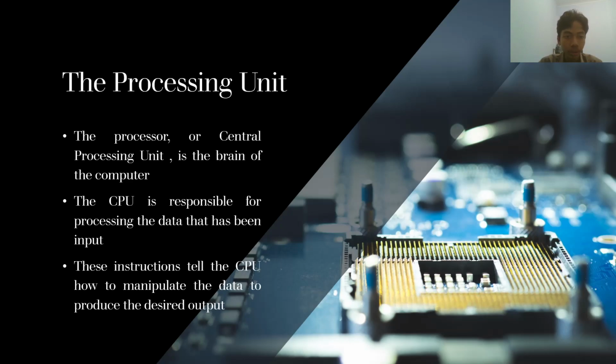Now the processing unit. The processor, or central processing unit, usually called the CPU, is the brain of the computer. The CPU is responsible for processing the data that has been input. The instructions tell the CPU how to manipulate data to produce the desired output. So if you input something by typing on the keyboard, the CPU processes it and shows it to you on the display, and that is the processing unit.